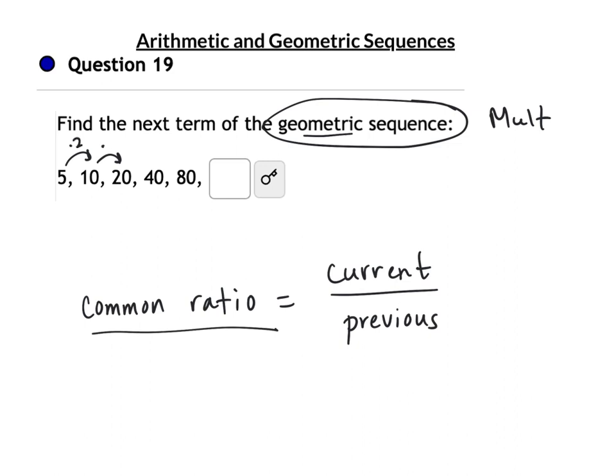I'm multiplying by 2 each time. So keep multiplying by 2. That means after 80, we'll have 160.